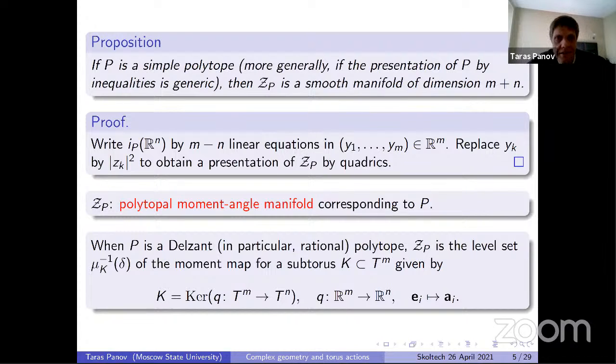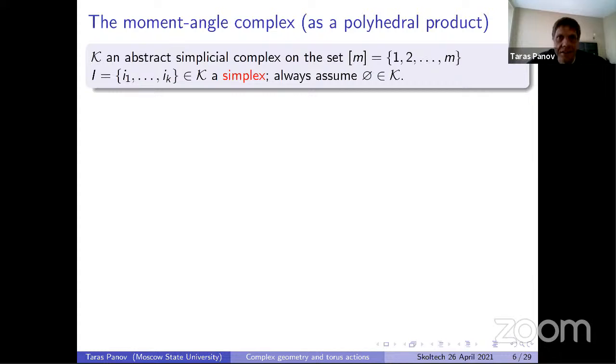All right, so that's a more abstract definition, but it's still quite restricted. We want to define it in a purely topological way, and that will give us an idea on how to put some more geometric flesh on it. So let's call it the moment angle complex rather than a moment angle polytope or moment angle manifold. Now instead of starting with a polytope, we start with an abstract simplicial complex.